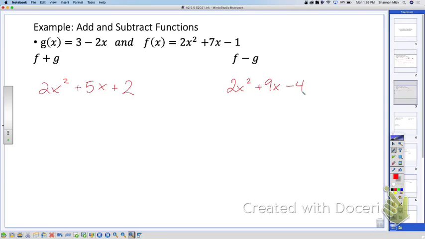Did anyone not notice that I switched f and g around? I did. It took me a second. No, I did not at all. Hopefully nobody made a mistake. Wouldn't that be a negative 9x, because the negative is on G? That's what I just said.